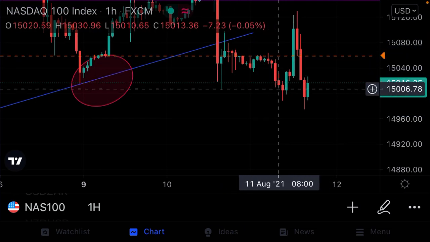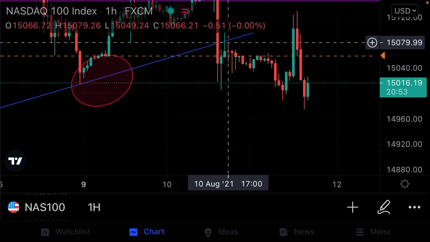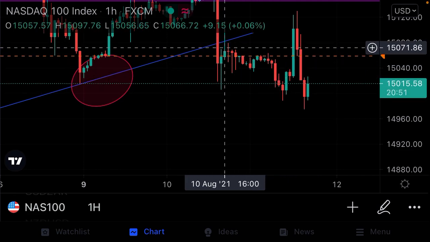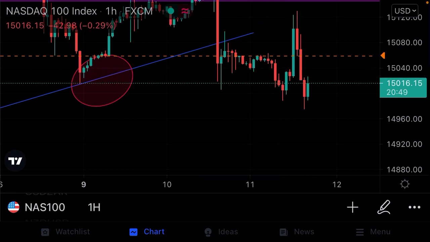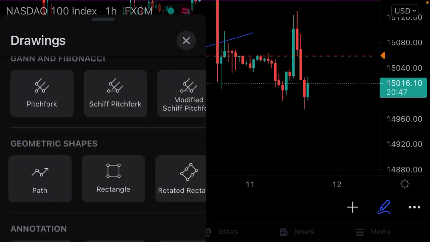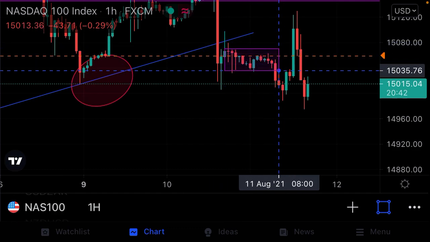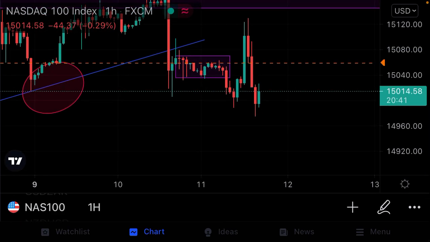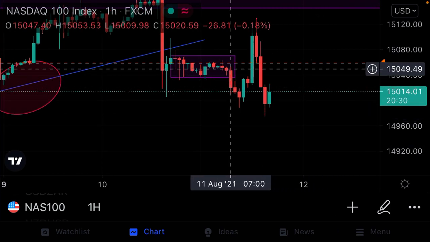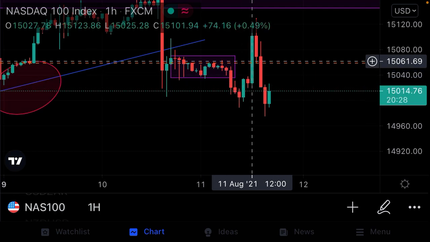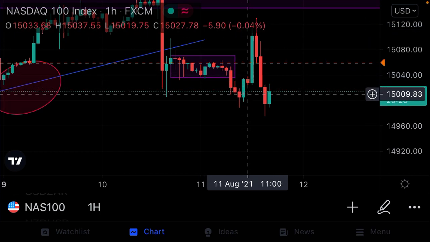This was the manipulation here. I will draw that here. This was the consolidation. If you were to look at the 30 minutes, in the lower time frame you see that this was a very huge consolidation. Then the market gave us this manipulation here. The buy was a manipulation.